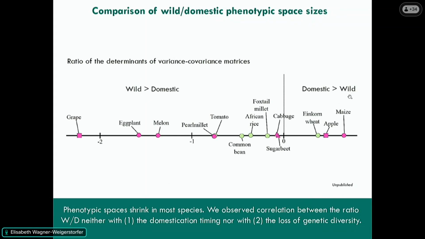So you see that for most species, this ratio is below 1, meaning that the phenotypic space shrank during domestication in most species. And then when we relate this ratio to the domestication timing, again, we didn't find any correlation. And when we relate it to the loss of genetic diversity at the genome-wide level, we also didn't find any correlation with this ratio.